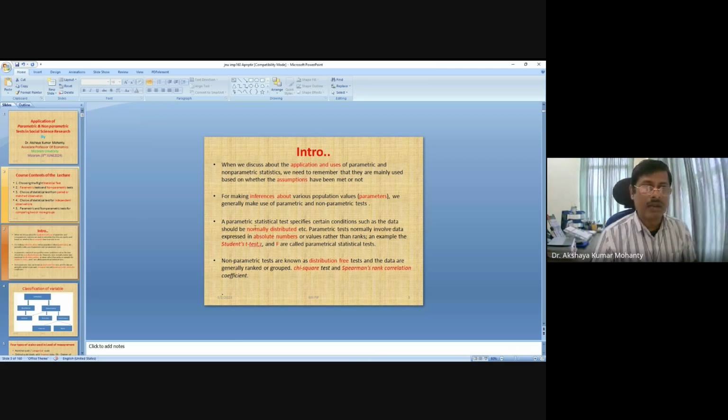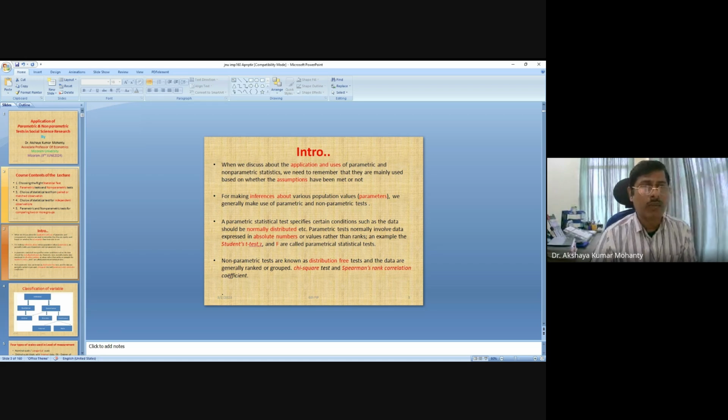The parametric statistical test specifies certain conditions, such as the data should be normally distributed, which is the most important thing for the parametric test. If the data set is not normally distributed, we cannot use the parametric test. That is the most important thing we have to consider. Parametric tests normally involve data expressed in absolute numbers or values rather than ranks. So rank should not be there and absolute numbers should be there. Examples include the student t test, the z test and the F test, which are the common parametric statistical tests.